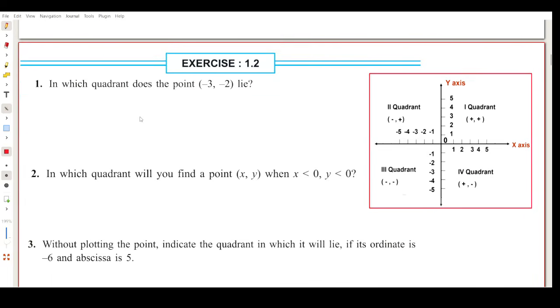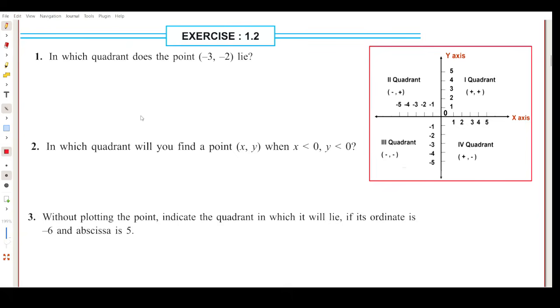Now we'll quickly move on to the exercise. The first exercise we already did in the previous class, right? If you missed it, you can have a look at the previous video. Now exercise 1.2, first question. In which quadrant does -3 comma -2 lie? Both are minus. So minus belongs to which quadrant? Third quadrant. So you can write third quadrant.